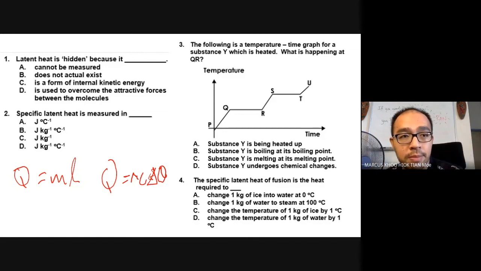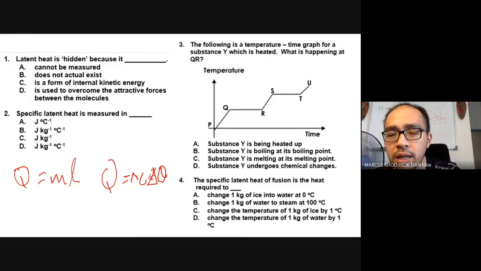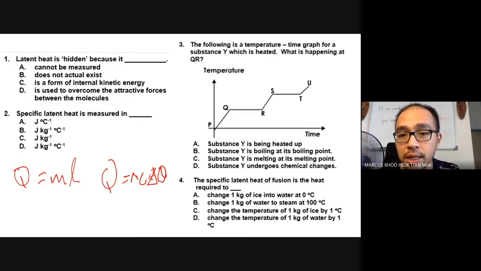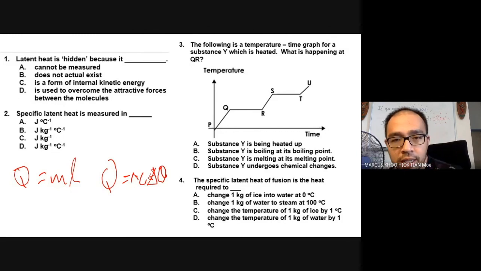All right, let's begin. Number one, latent heat is hidden because... where did I stop the other day? I don't remember who I stopped with the other day. Anyway, let's choose a random person. Let's have Chen He. Let's start with Chen He.